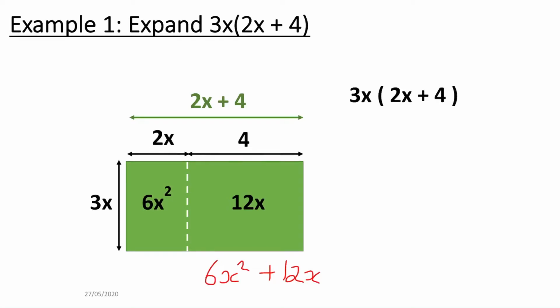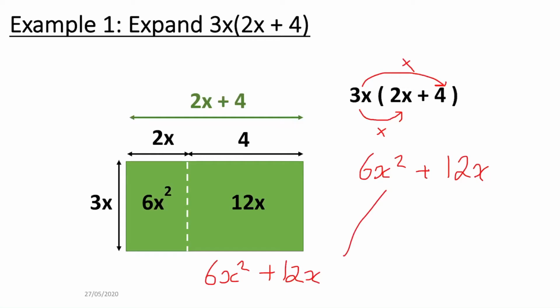Checking that this is correct, we could do the same thing using our expanding bracket. So we multiply whatever's on the outside of the bracket by everything inside the bracket one by one. We're going to start off with 3x multiplied by 2x, which is 6x squared. And then we have 3x multiplied by 4, which will give us an answer of 12x. These two are the same thing, so we can use either representation to get to our final answer.